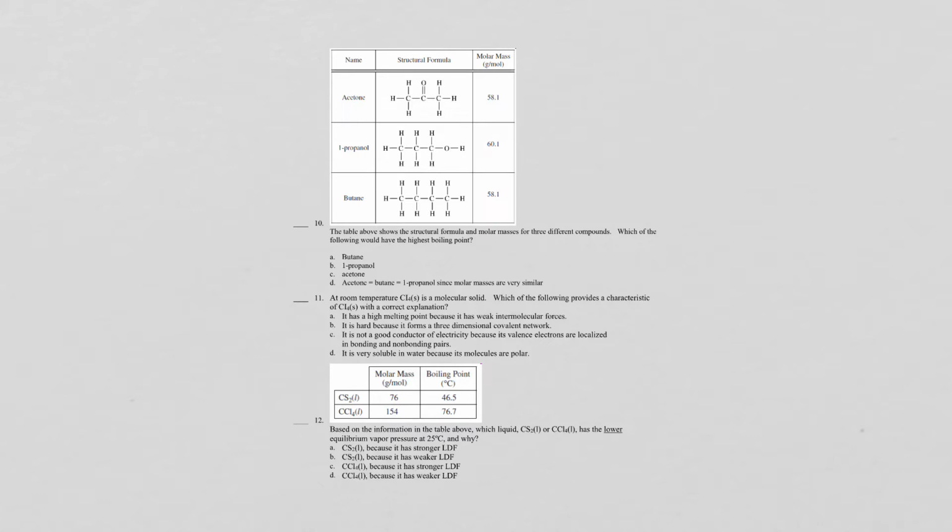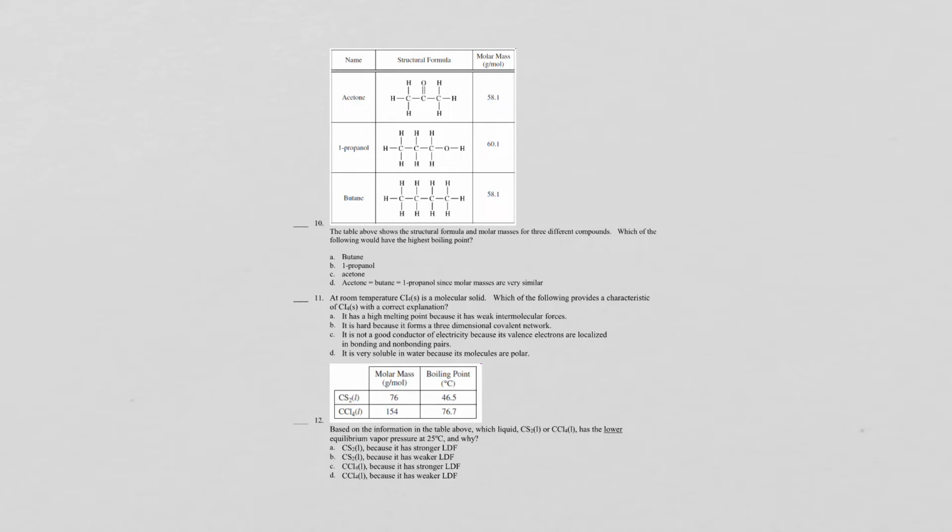In 11, it says at room temperature, CI4 is a solid. Which of the following has the correct explanation? And again, students hopefully would recognize what tells them that's a molecular solid. They just basically have to know the different properties of a molecular solid. So if they keep reading through, they'll see that C is the best explanation of a molecular solid. Not a good conductor. It doesn't have moving electrons.